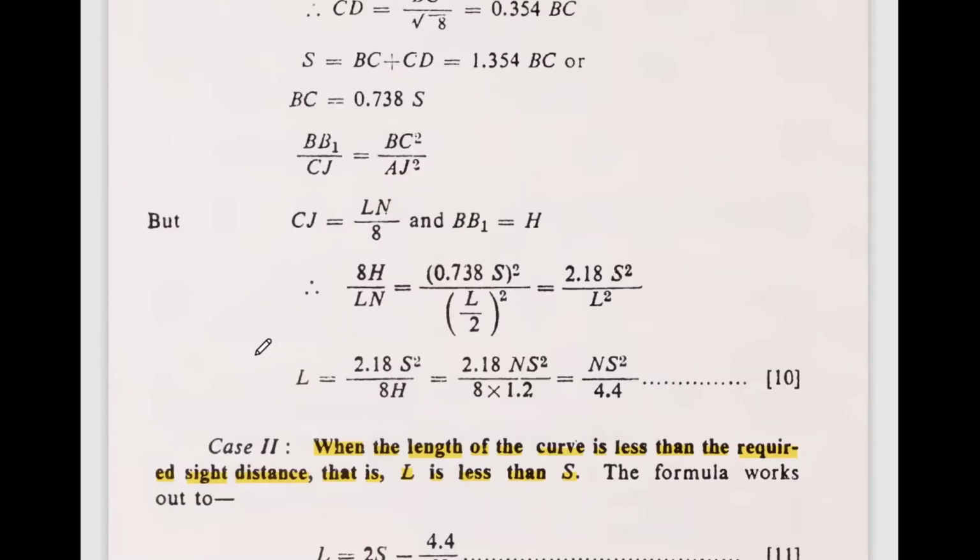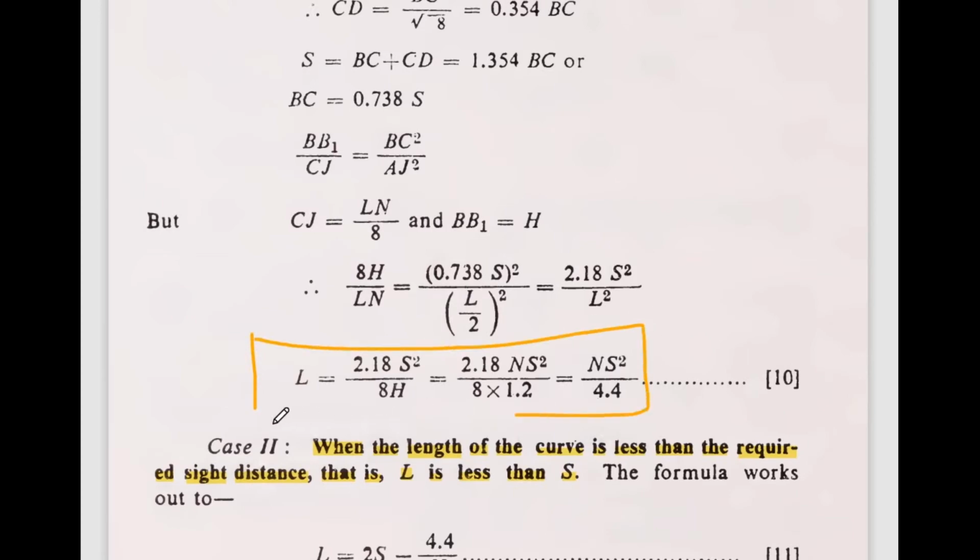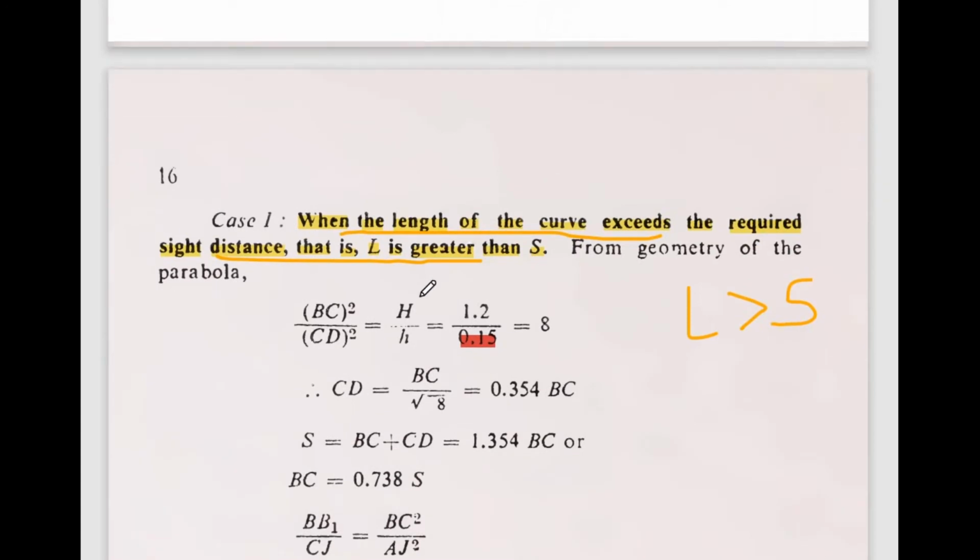So at last, the formula will come as N S square upon 4.4. Here the value of H and small h, there are two different values. In the overtaking sight distance, we had the value of h equal to 1.2 for both the vehicle driver as well as the object. But in the case of the safe stopping sight distance, we have different values.